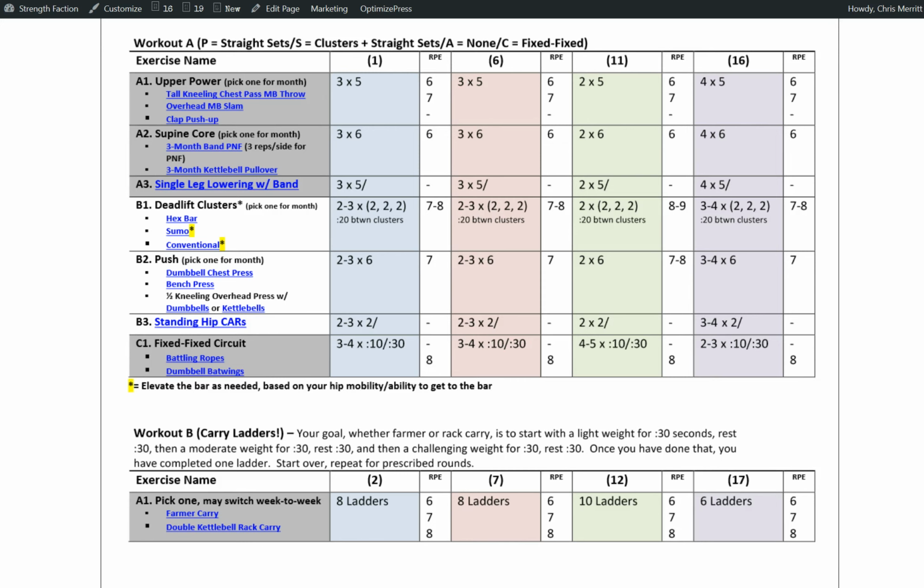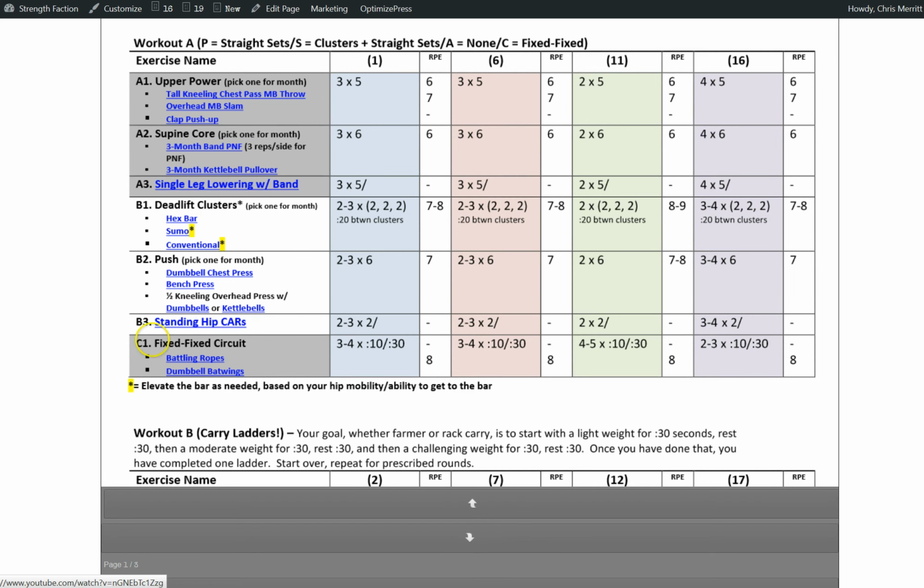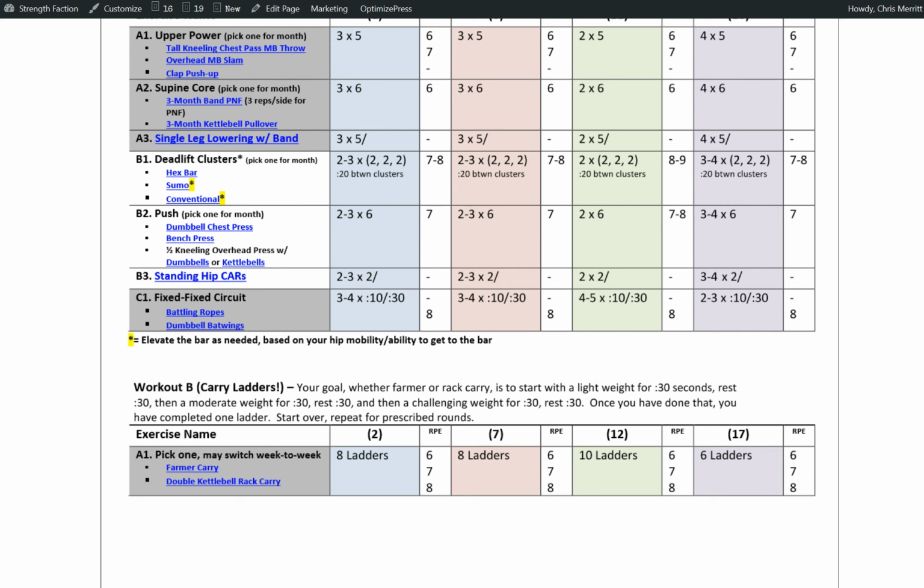Last thing actually is next to sumo and conventional deadlift, there's an asterisk at the bottom. The asterisk simply means elevate the bar as needed based on your hip mobility and ability to get to the bar. So if your active straight leg raise was pretty bad and you can't stand up and just do a standing toe touch, you should not be deadlifting from the floor. You can, but there's a higher cost of business doing that. So you should be doing rack pulls or elevating the bar, on a platform, plates, whatever it is you need to do. But do that as needed, okay?